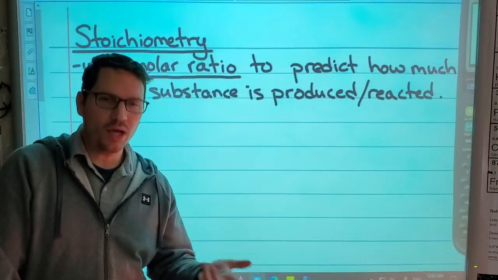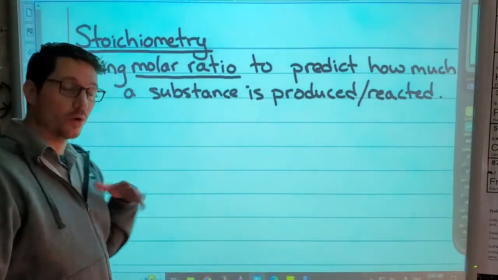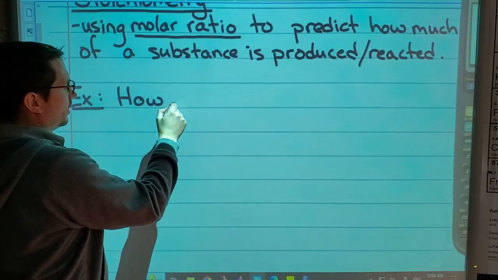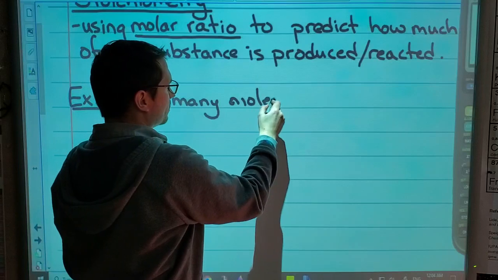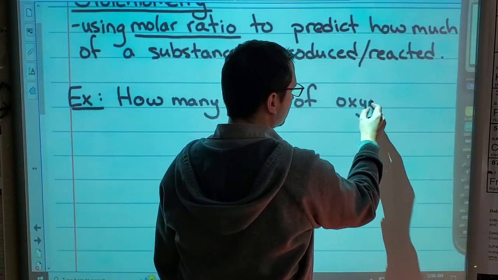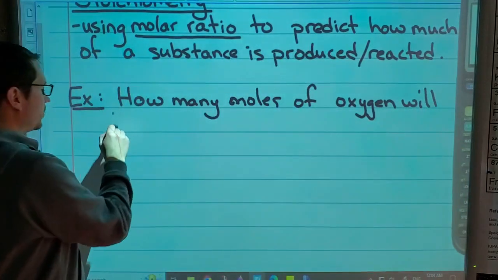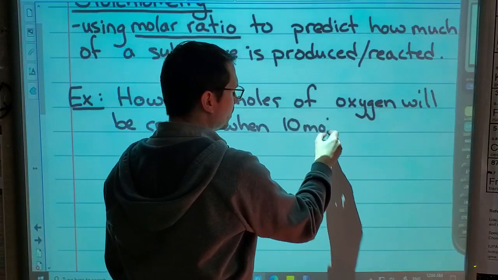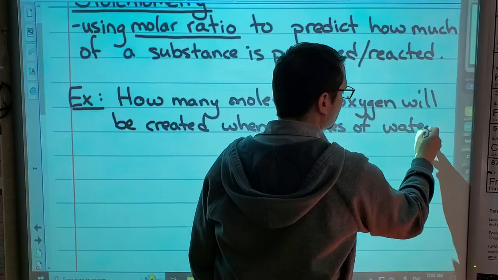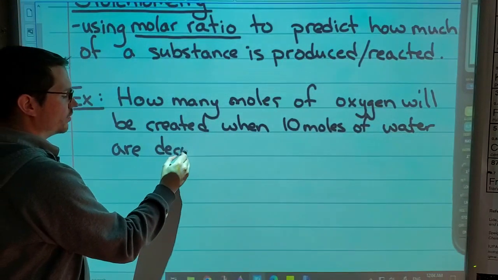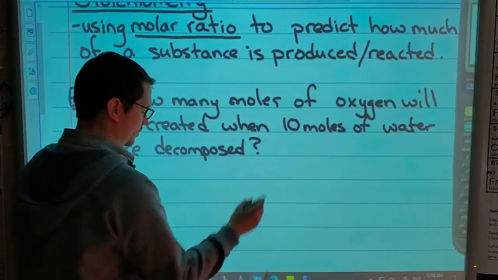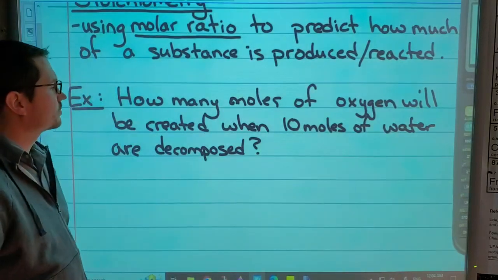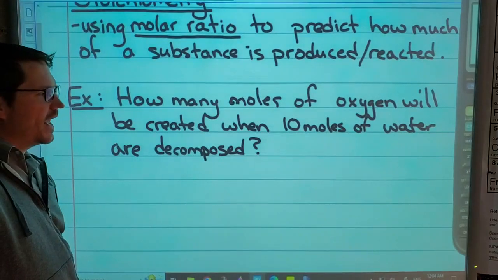The best way that I can tell you what stoichiometry is just by doing an example. So we're going to dive right into an example of a question. So, how many moles of oxygen will be created when 10 moles of water are decomposed? I'll give you a second to write that question down, or pause the video if you need a little bit of time. How many moles of oxygen will be created when 10 moles of water are decomposed?